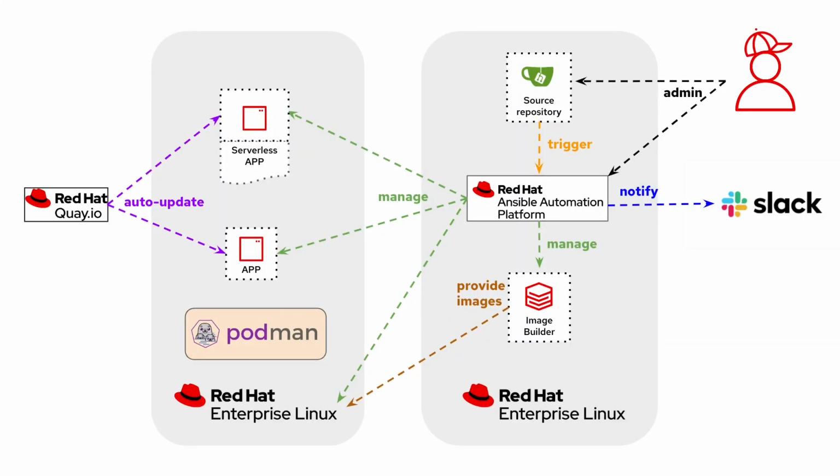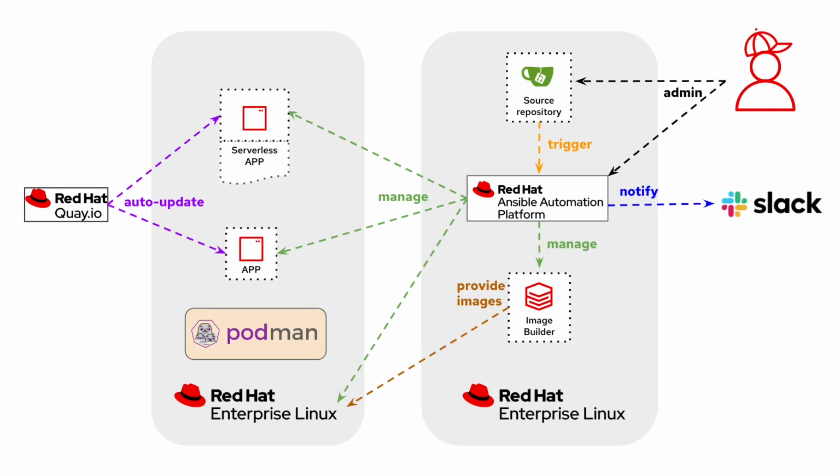We have 5 key components in our setup. A source code repository, in our case Git, where we store configuration files. Ansible Automation Platform, which automates the entire solution lifecycle. An image builder responsible for creating the RHEL images for deployment at the edge location. Slack, which we will use for notifications, and finally the end device that provides the actual service.